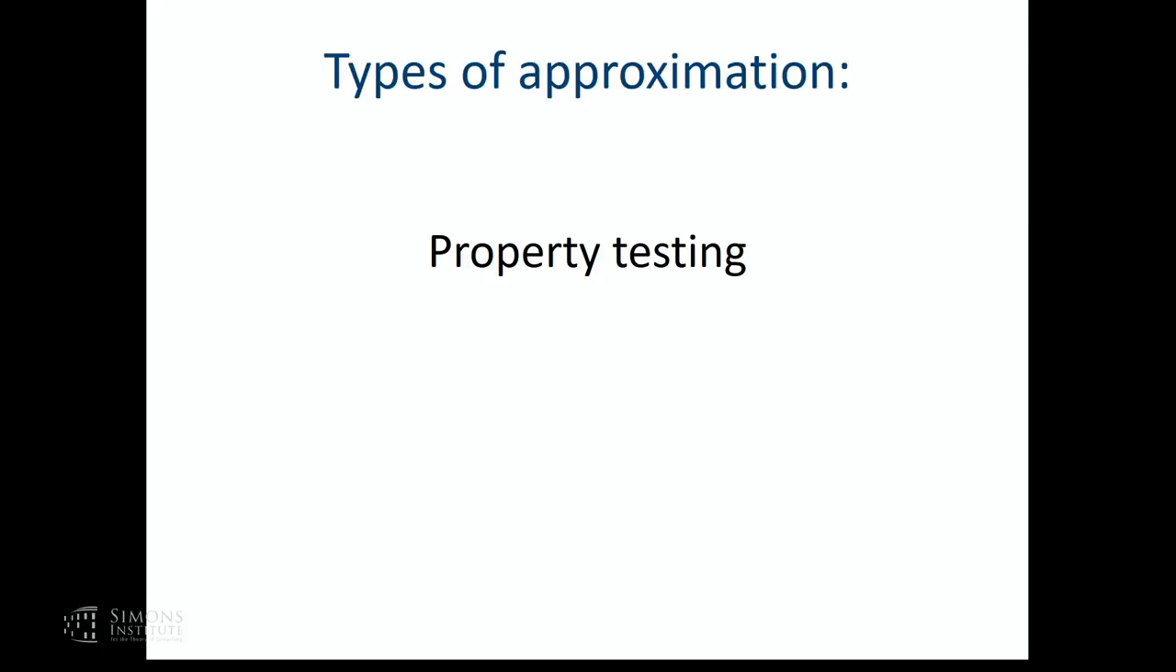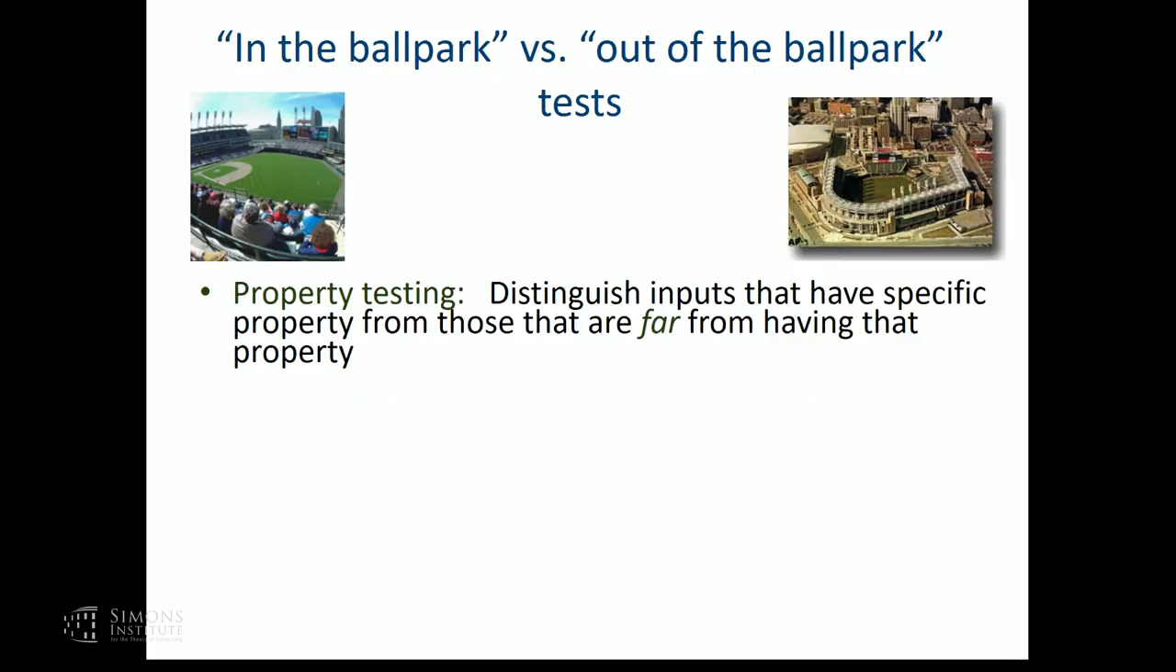And I want to talk about two types of compromises or approximations. One is property testing, which I'll define in a moment, and I'll start with that. And the other is the traditional notions of approximation, where you're trying to approximate a number, or you're trying to come up with a solution that is at least 99% as good as the optimal solution, or within a factor of two of the optimal solution, something like that. So that's traditional approximation. But let me start with the weirder one first.